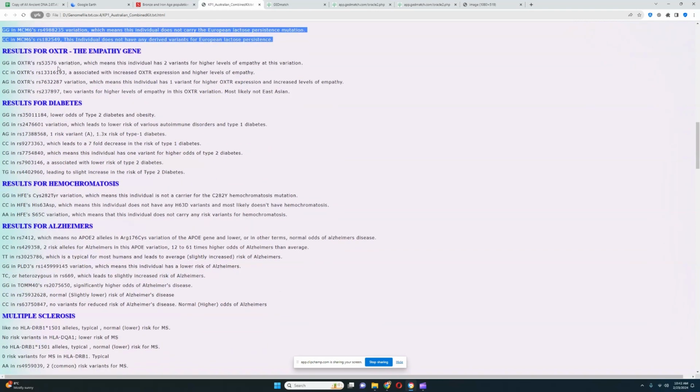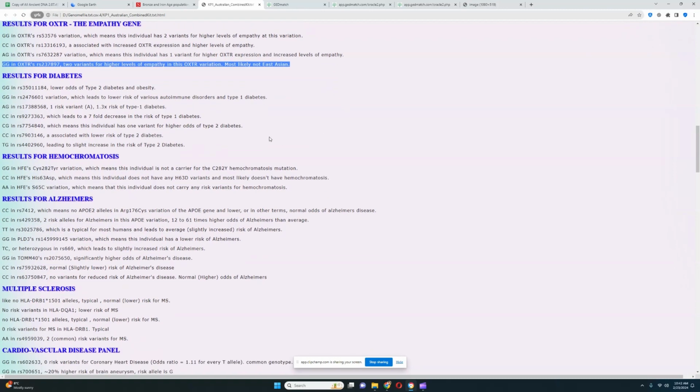For OXTR and the empathy gene, it looks like he's got this genotype, which leads to higher levels of empathy. Wow, cool. Two variants for higher levels of empathy here. Heterozygous genotype here, but higher levels of empathy once again, and two variants for higher levels of empathy here once again. So definitely very empathetic, at least if you only take into account the OXTR genotype.